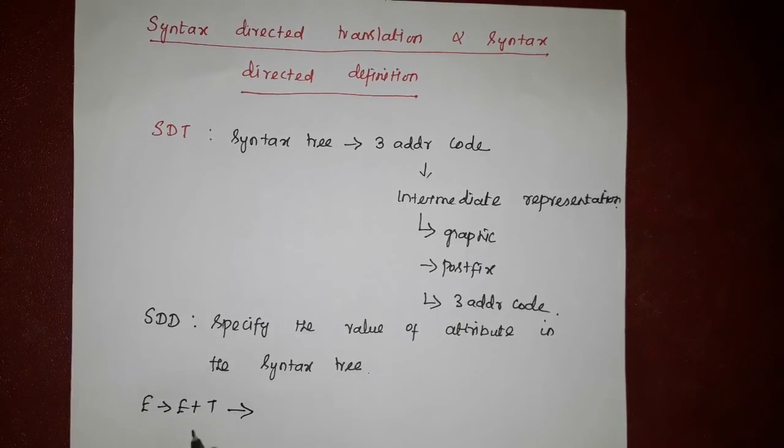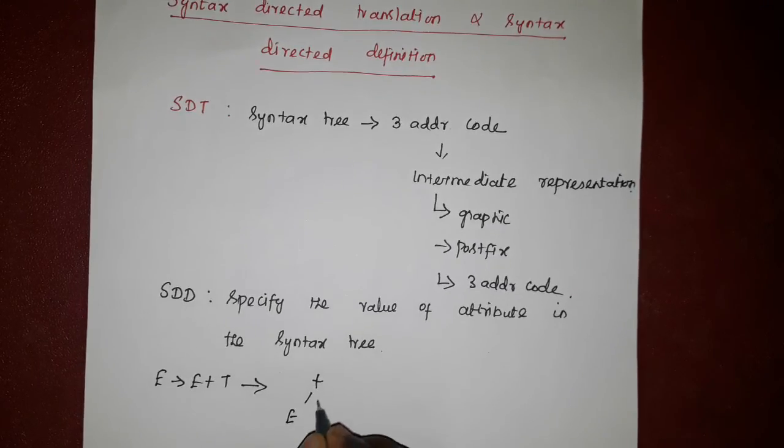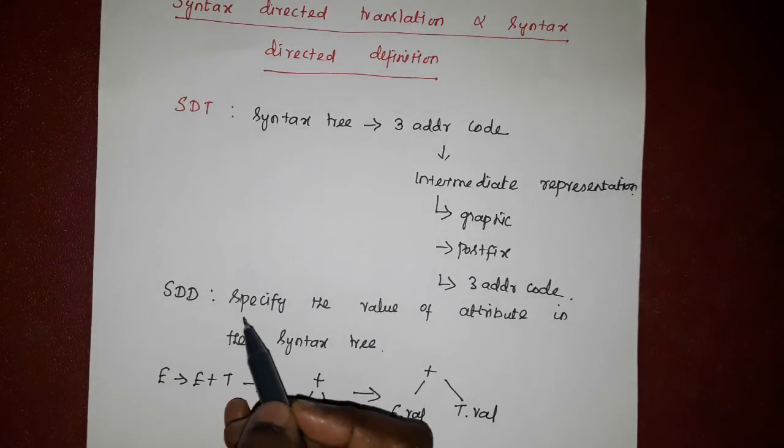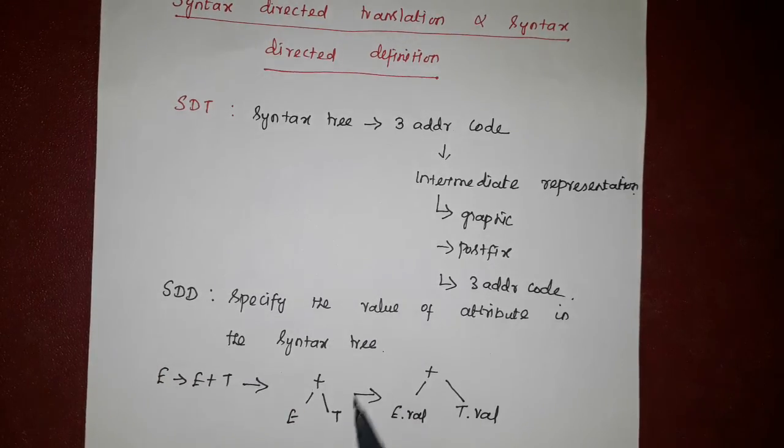It is evaluated and stored in the expression E value. So for this expression we have to draw the syntax tree. This is the syntax tree. So syntax directed definition specifies the value of attribute in the node. Here E is one attribute, so we specify the value of attribute, and T is one attribute, so we specify the value of attribute. This is the definition we give to the node value.